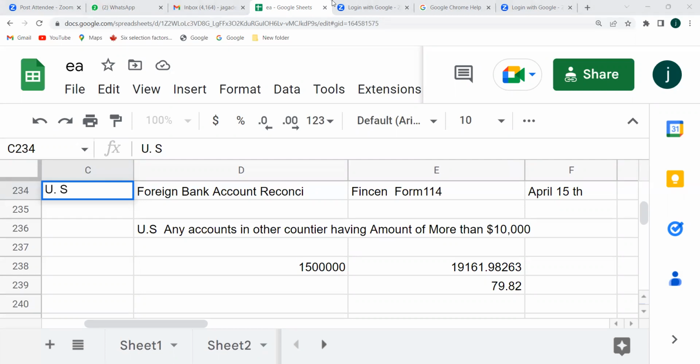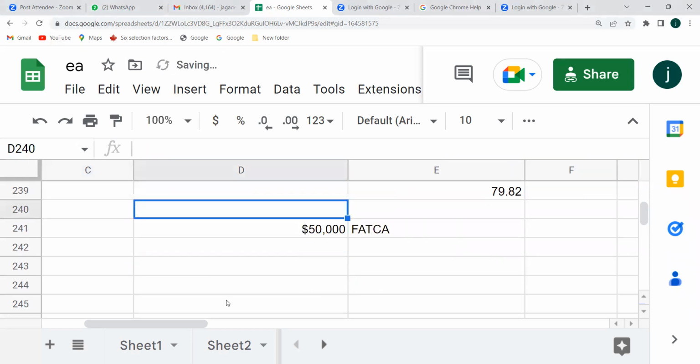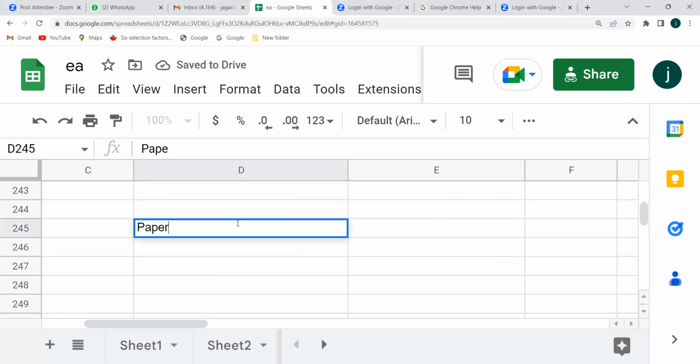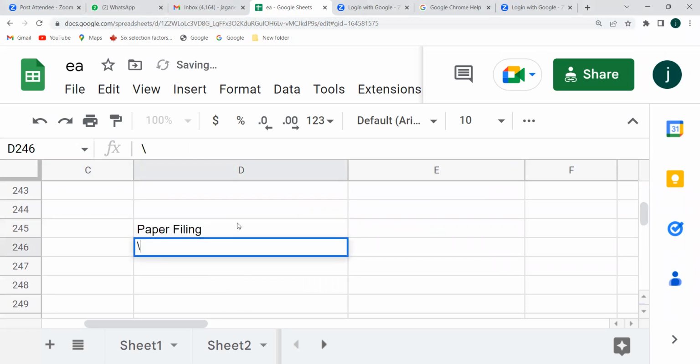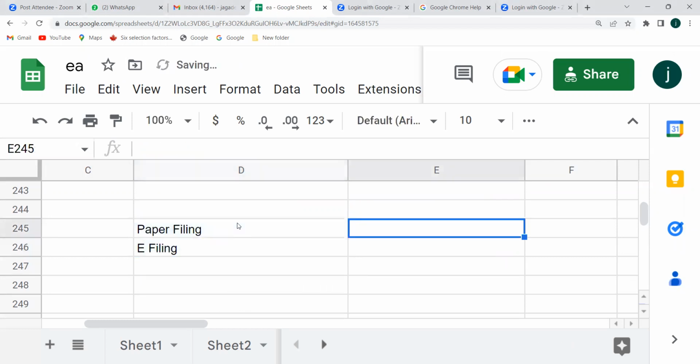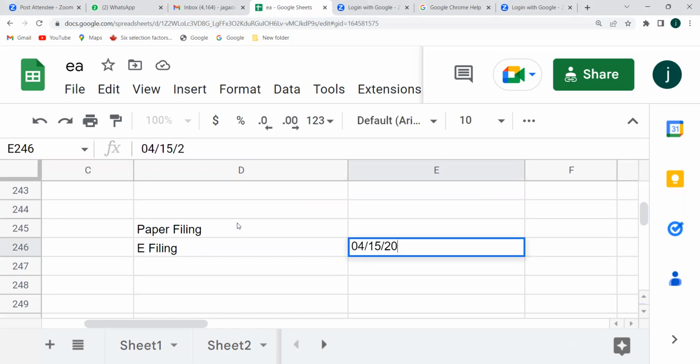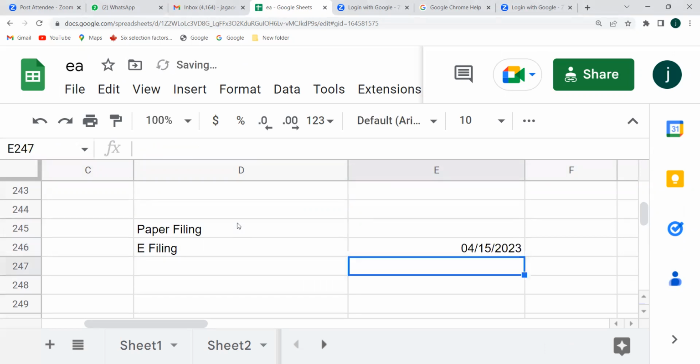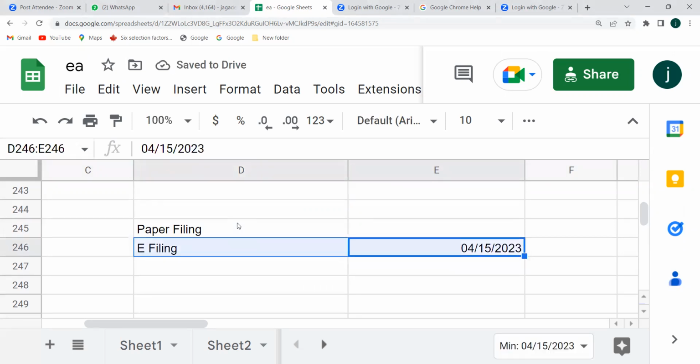So we had discussed one point, paper filing and e-filing. These are two topics. In case of e-filing, the 1040 should be uploaded by 15th April 2023, on the same date.